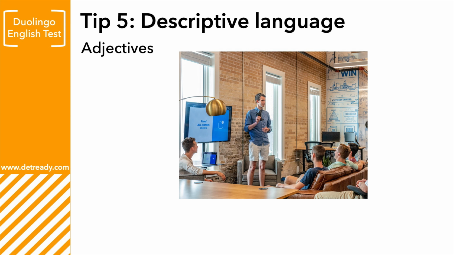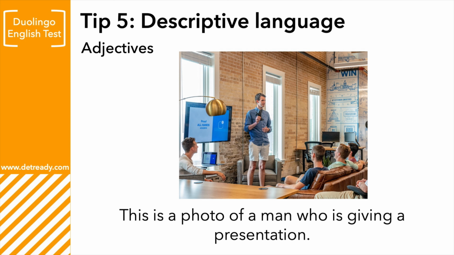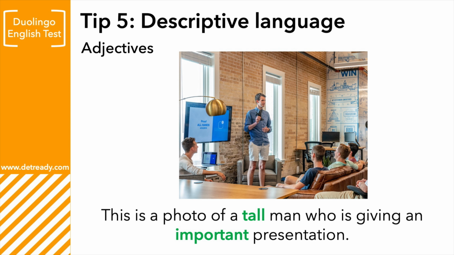How about this example? This is a photo of a man who is giving a presentation. With some adjectives, your answer could be, this is a photo of a tall man who is giving an important presentation. Using adjectives is a fantastic way to add more details and information to your answer. And you don't need to use complex or really difficult adjectives, just simple ones will do fine.